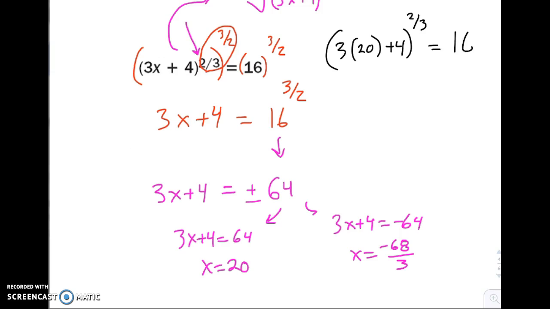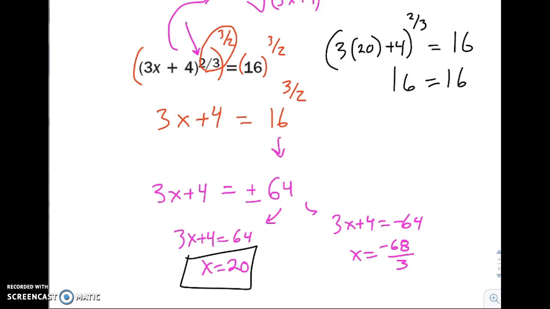Does that equal 16? So it's 64 to the 2/3. Check it on your calculator. 64 to the 2 divided by 3 is 16. 16 equals 16. I'll put a box around it. I know my answer is complete.